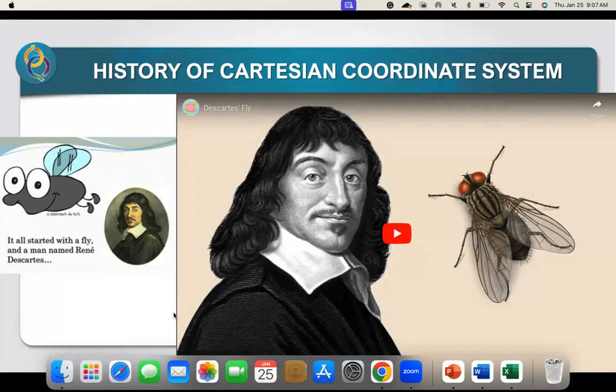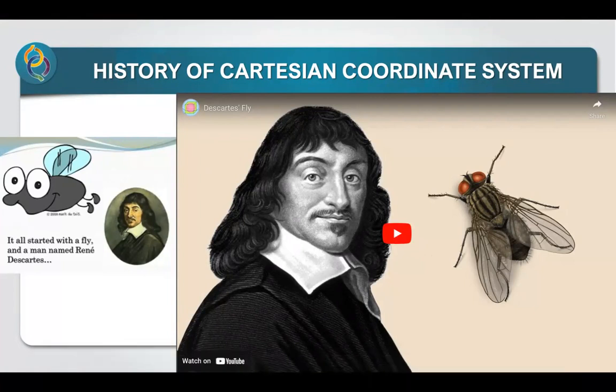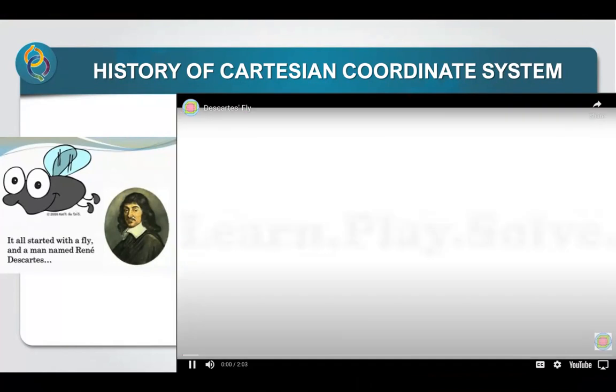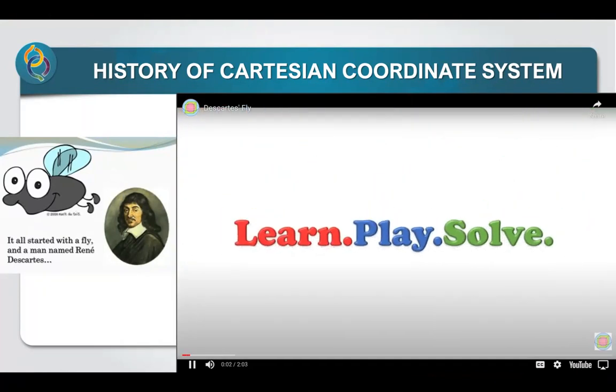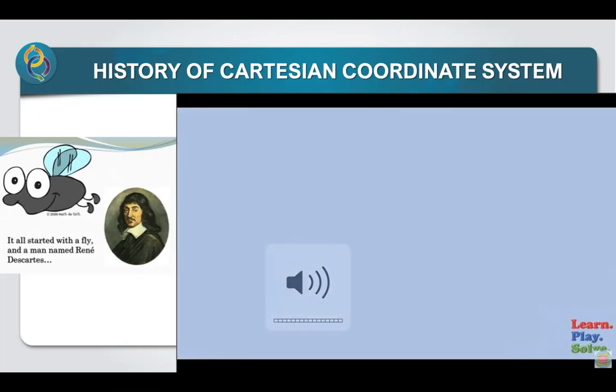Okay. So, the Cartesian coordinate system has a very interesting history. And it says it all started with a fly. And a man named Rene Descartes. Okay, so this man, Rene Descartes. So you're seeing my screen. So let's listen to a little history, so let me just play. Let me see if I can play. All right. Are you hearing the sound?